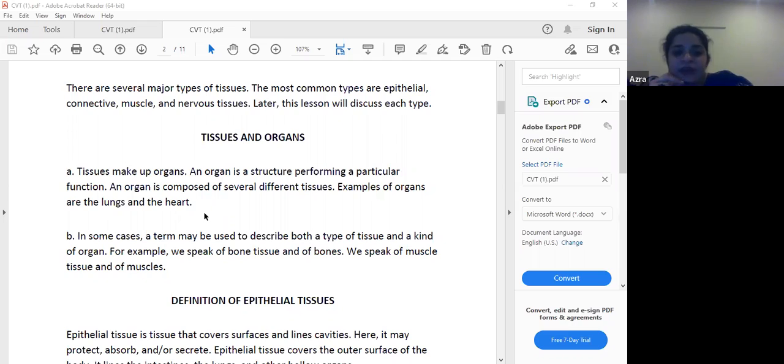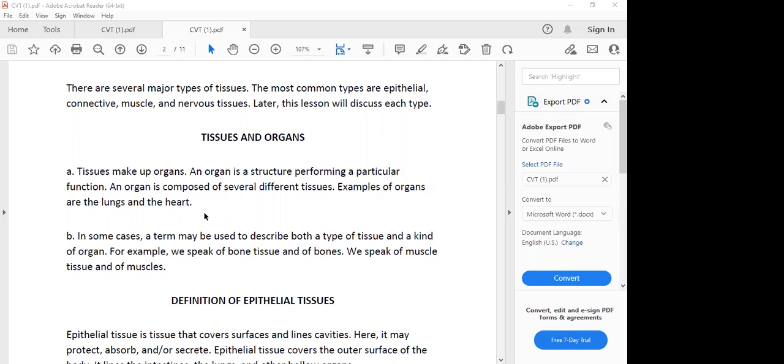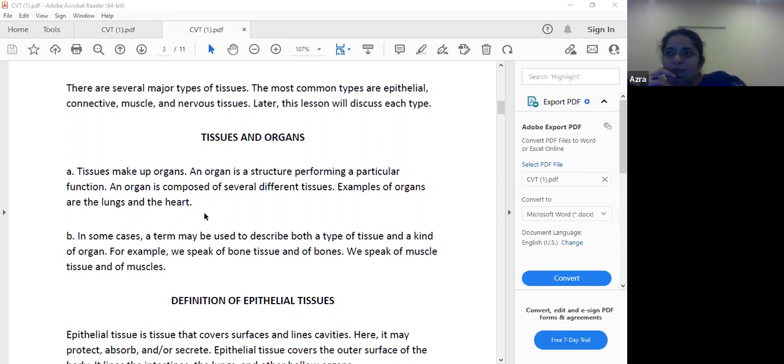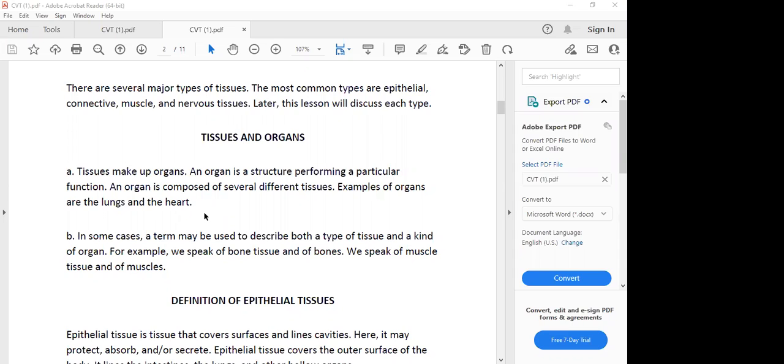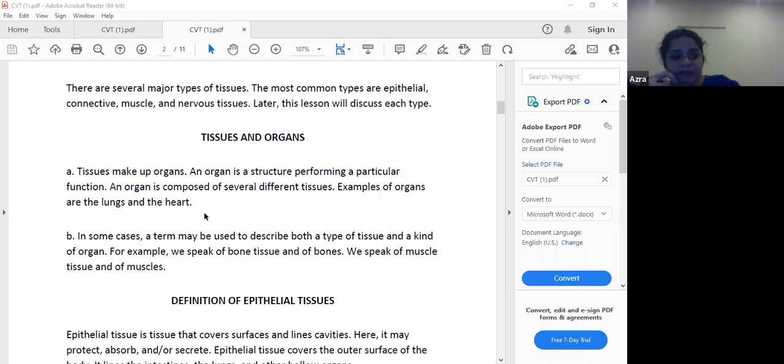Heart and lung are made up of? Heart, madam. Heart and lungs are made up of? This is the organ, na? From tissue, ma'am. Yes. So why are you giving me the answer very late?